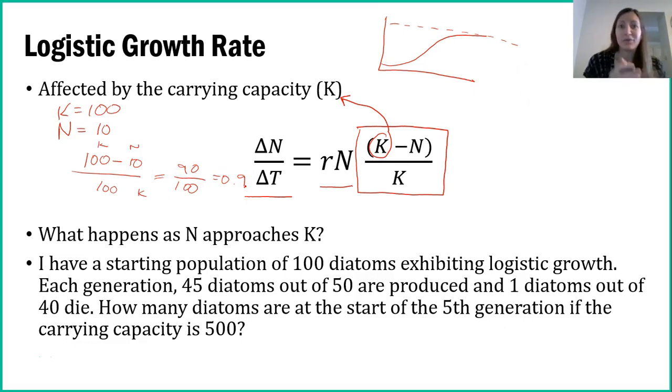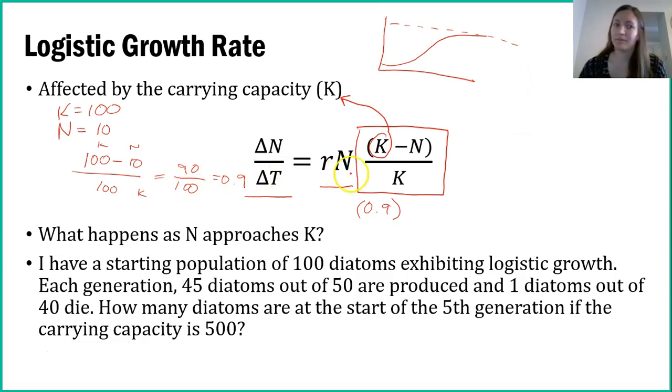So when N is pretty far from K, when the number of individuals is pretty far from that carrying capacity, that term, which is going to be between 0 and 1, is closer to 1. Meaning that when I do r times N, I'm going to multiply it by this term, in this case 0.9. R times N is going to be pretty much r times N. I don't have to modify it too much. Sure, multiplying by 0.9 makes r times N a little bit smaller, but 0.9 is pretty close to 1.